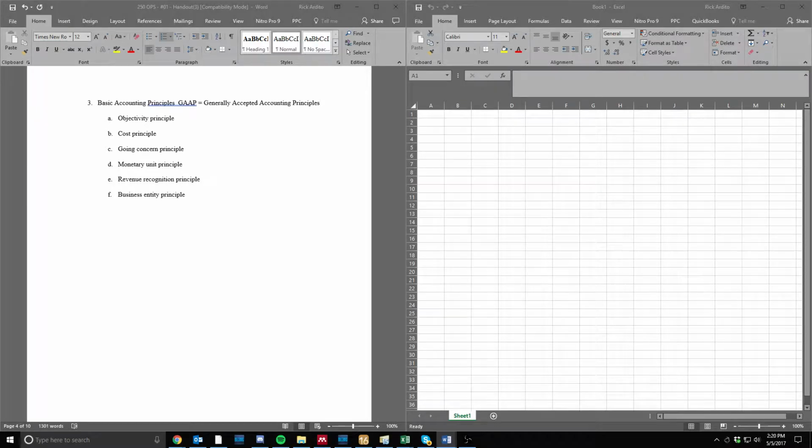Okay, and some of these principles are the objectivity principle, the cost principle, the going concern principle, monetary unit principle, revenue recognition principle, and the business entity principle. So objectivity, I'm going to go over these very briefly. Objectivity basically states that accounting is performed objectively, by not necessarily a party that's completely objective from the entity, but with the objectivity principle in mind, meaning not to benefit the business or owners or somebody else necessarily, but just to record transactions as they occurred.